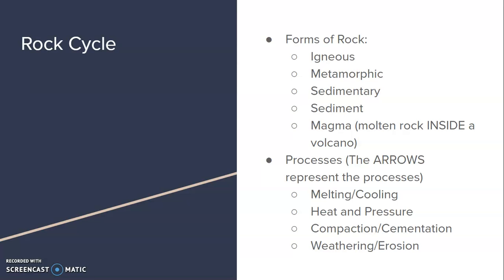It's lava, right? And then we have the processes that make the different rock. So remember, the arrows in the rock cycle represent the processes. And the processes that are in the rock cycle are melting and cooling, heat and pressure, compaction and cementation, and weathering and erosion. So for igneous rock, melting and cooling. For metamorphic, heat and pressure. And for sedimentary, compaction and cementation. Also weathering and erosion to make the sediment, right?